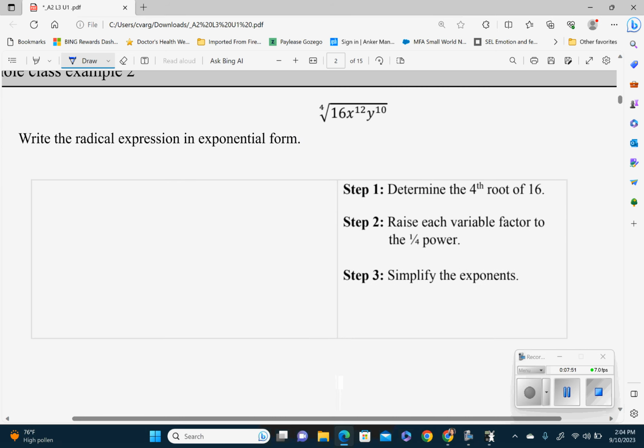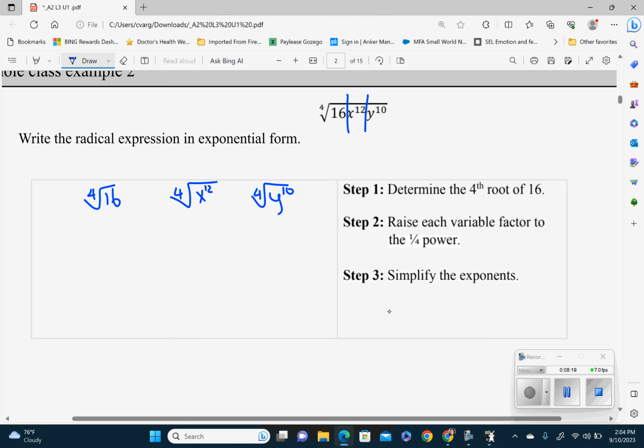All right, so this was the reason why we're saying to learn it. This is the 4th root of 16x to the 12th y to the 10th. We can split this up into 3 different parts. The 4th root of 16, which we've just done. Then we have the 4th root of x to the 12th. And then we have the 4th root of y to the 10th.